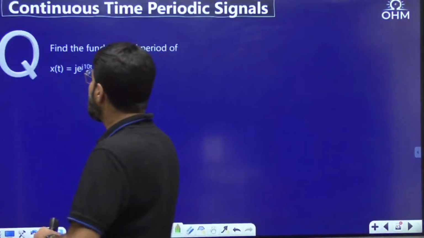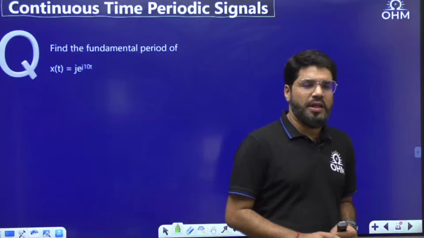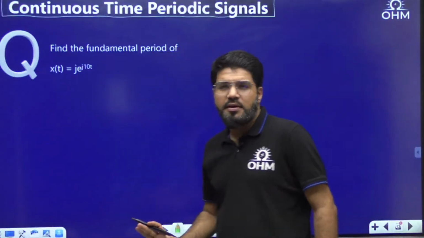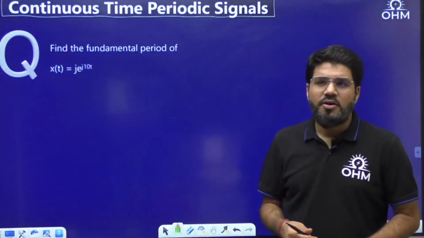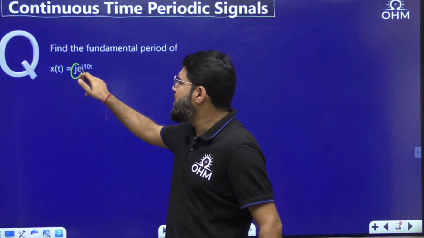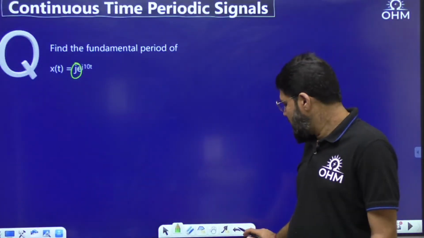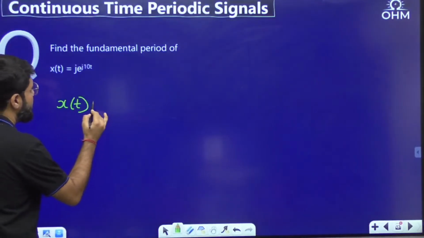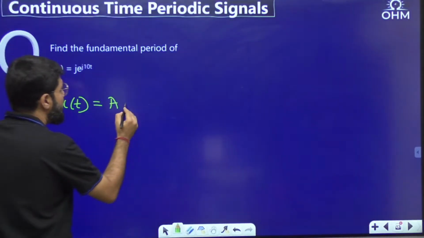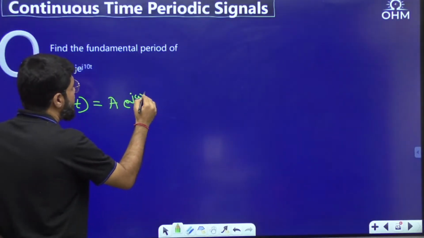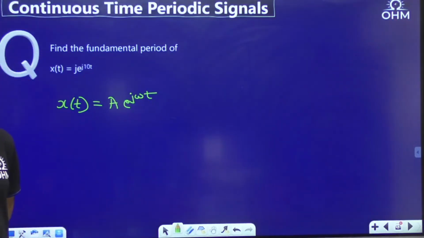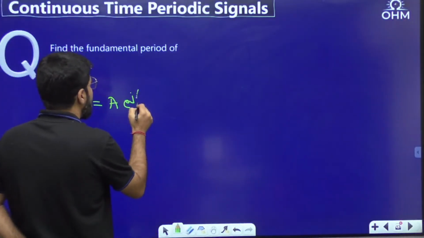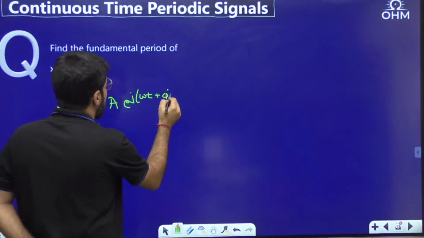So we can be logical enough. We know what is e power j theta, and if we know the expansion of e power j theta, because this number j is just a complex constant, it will just change the phase of the signal. It is not a function of time, it is a complex constant value. Whenever you have a signal in general of the form e raised to the power j omega t, it may have some phase as well: A e power j (omega t plus phi).